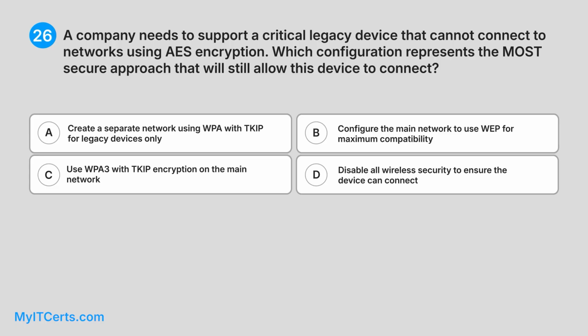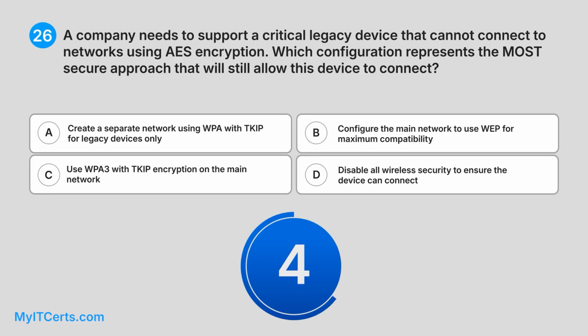C. Use WPA3 with TKIP encryption on the main network. D. Disable all wireless security to ensure the device can connect. Do you know the answer?